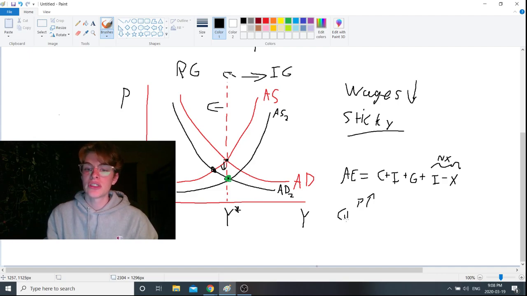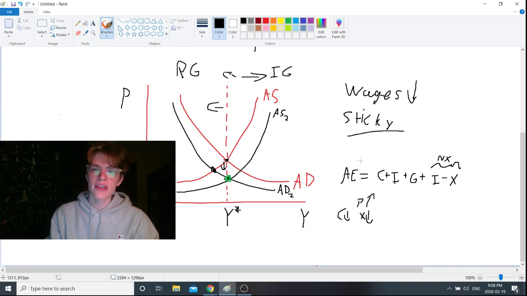It means our consumption is going to go down. It also means that our goods are less attractive to foreigners. They're not only less attractive to us, and that makes consumption fall, but also they're less attractive to foreigners, so our exports fall. So these two things, what happens?